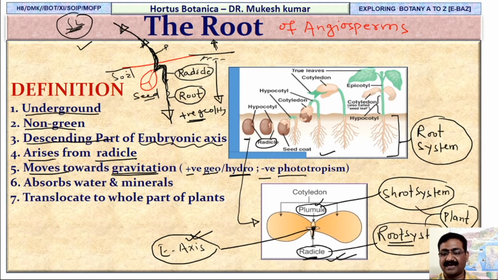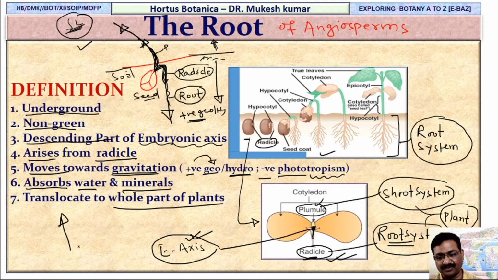See, photo is light, tropism means movement towards. So negative movement towards light and positive movement towards gravitation and moisture. Right? Now, what is the main function of this root? This root will absorb water and minerals. And finally, these water and minerals are translocated to the whole part of the plant in upward direction, that is, from root system to the shoot system.